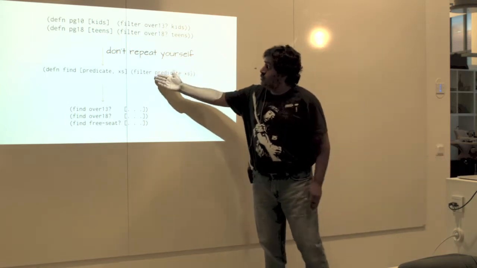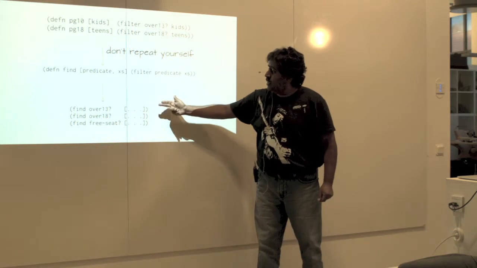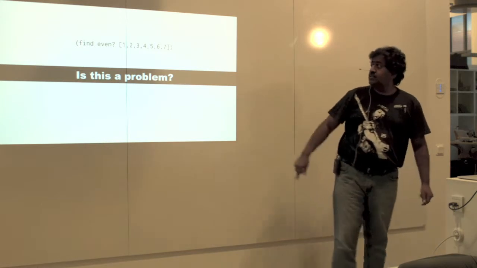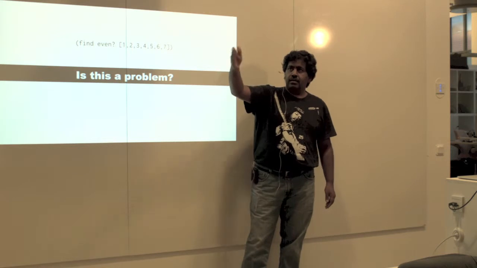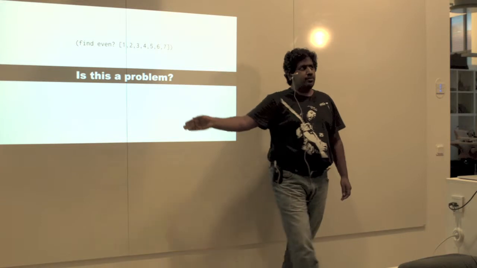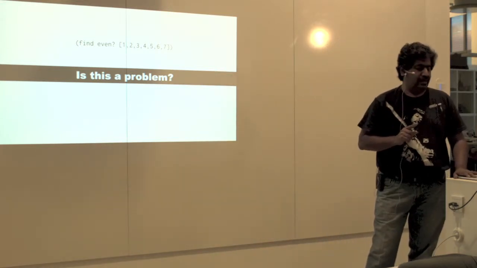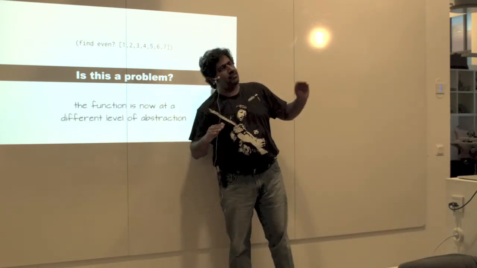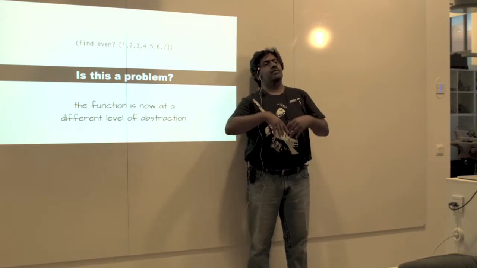We got rid of duplication here, created this really abstract function, and we can use it in three different ways. It also means that I could use it like this: find evens across that. Exactly what you were saying. The domain of numbers has nothing to do with the domain of movies, right? So is this a problem? Potentially yes. Because that find function is now at a significantly different level of abstraction. It's no longer bound to the domain in which it was conceived.